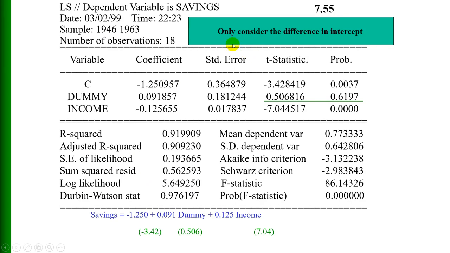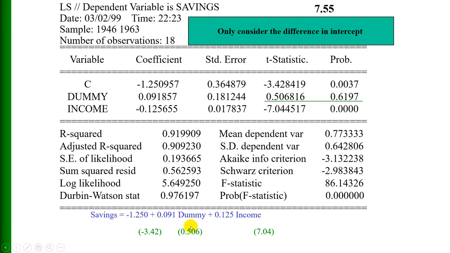Here is the output. Only consider the difference in intercept, and this is not significant. This is not significant, so the coefficient of dummy is not significant. So this will be equal to 0. So we have this and this.